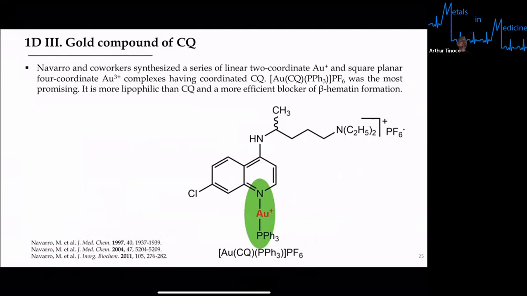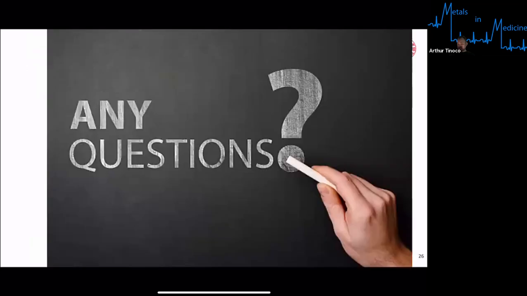it turns out that this particular compound, as depicted here, was the most promising that they observed in their study. So these are just a few of the references if you're interested in looking at this. It was measured to be more lipophilic than the parent compound and more efficient at blocking the formation of the beta-hematin, which is part of the process of the formation of the hemozoin. All right, so I just want to give you that perspective of just what ways that people have explored metallating known compounds for, in this case, an antiparasitic purpose.